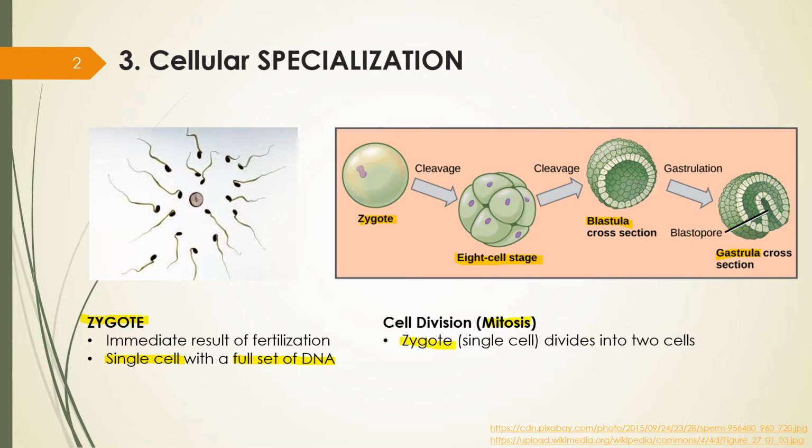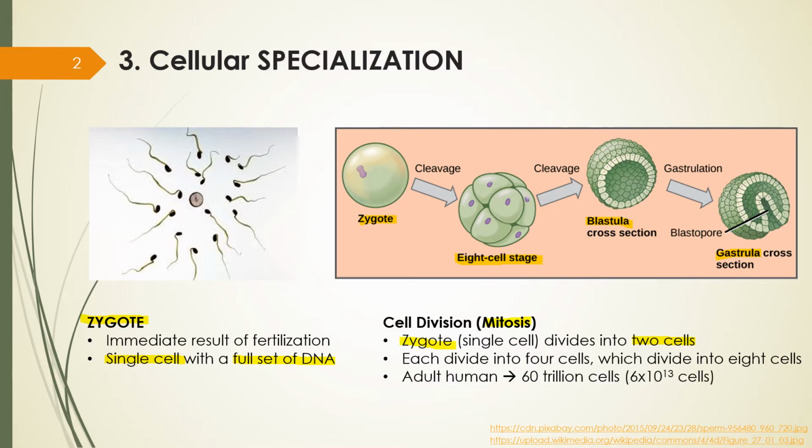So one zygote multiplies into 2 cells, then each cell divides into 4 cells, then into 8 cells, and so on, until forming an adult human. We have 6 trillion cells, so it's a lot of cells. 6 times 10 to the power of 13 cells is usually the number of cells in an adult. Okay, so when we were created through a zygote, we do mitosis until we get 6 trillion cells, and it continues over and over, right? We never stop growing.